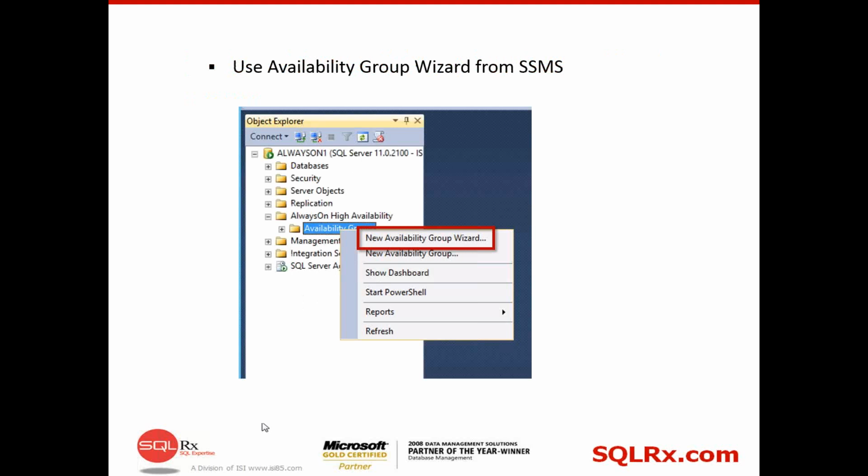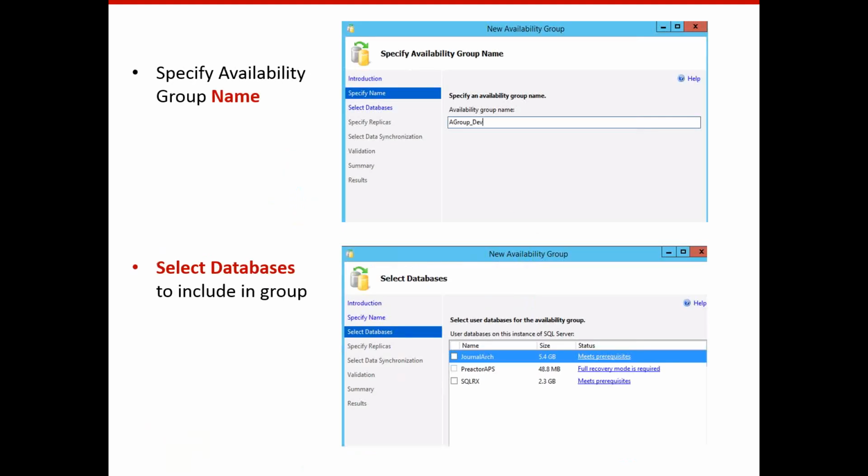So from my primary replica, I'm going to expand the AlwaysOn High Availability folder, right-click on Availability Groups, and select New Availability Group Wizard to get it started. First page in the wizard, we want to specify our availability group name. I've called mine agroup_dev.